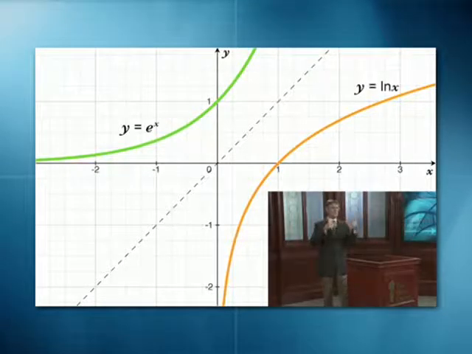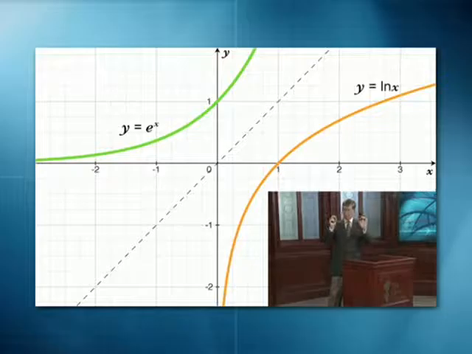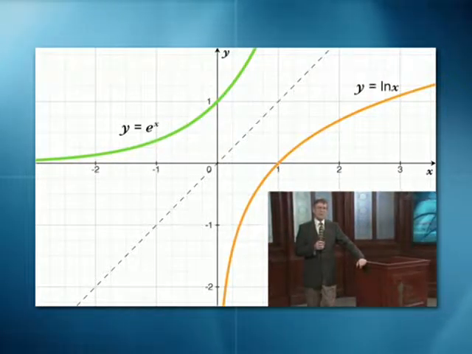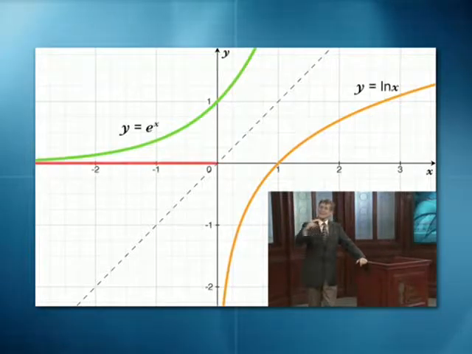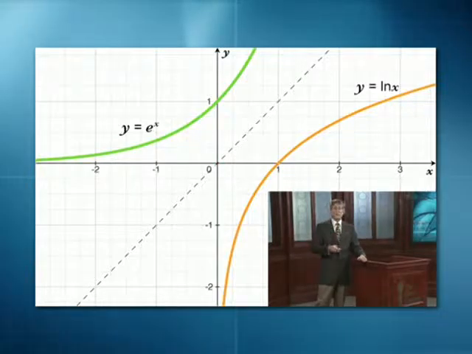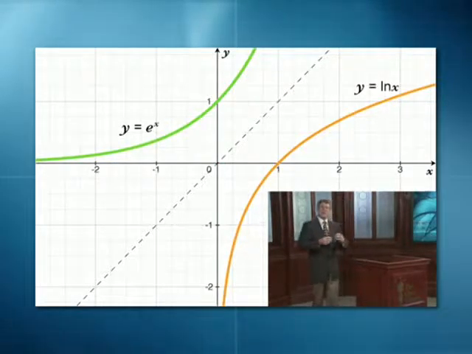What are some of the features here that we can immediately pick out because of the inverse properties? Well, here's one. What's the horizontal asymptote of y equals e to the x? It's the x-axis, isn't it? So by symmetry, the vertical asymptote of the logarithmic function will be the y-axis, and you can see that in the picture.